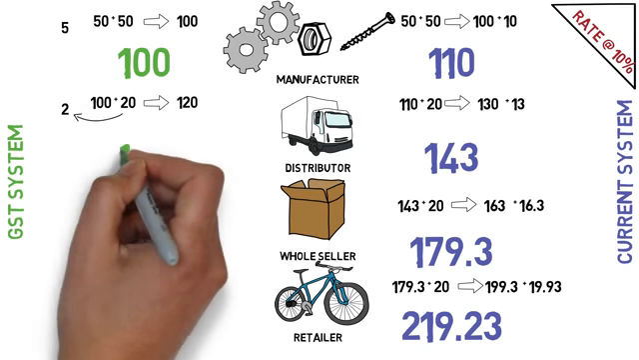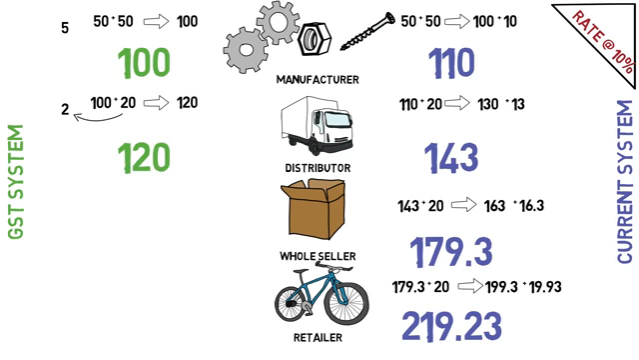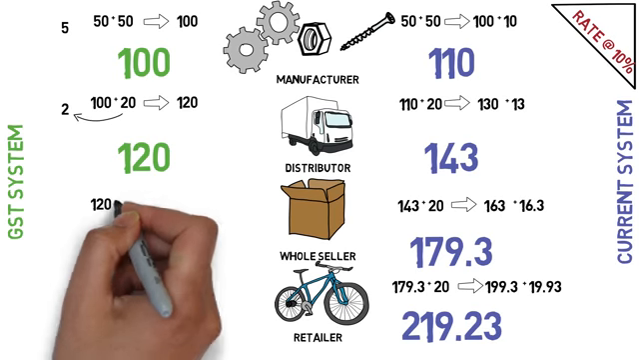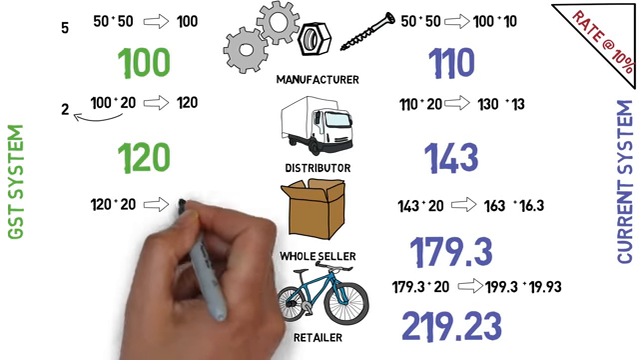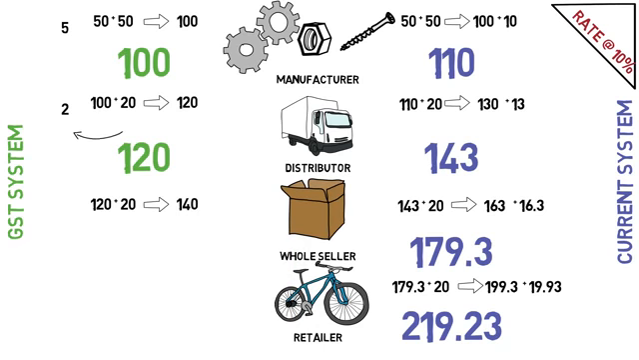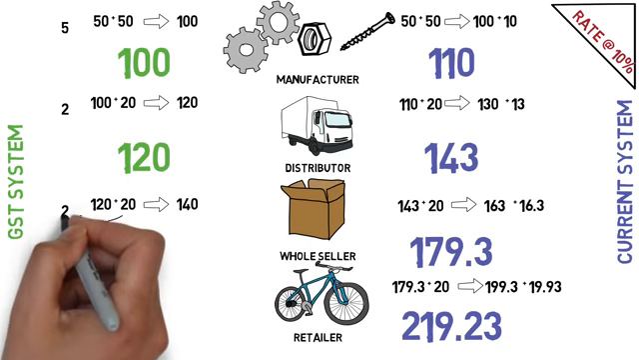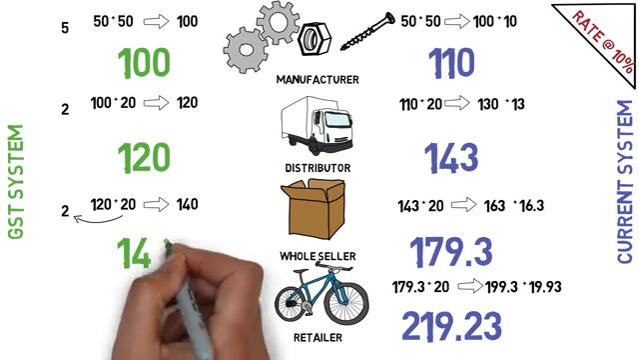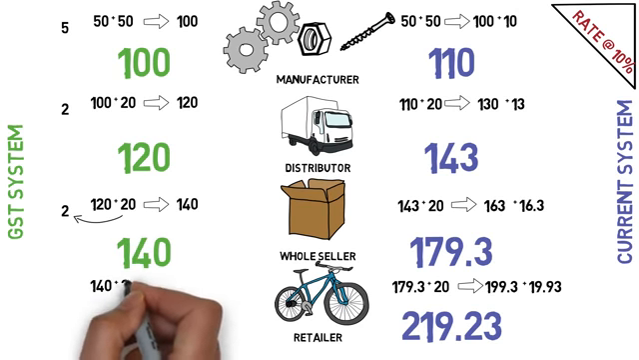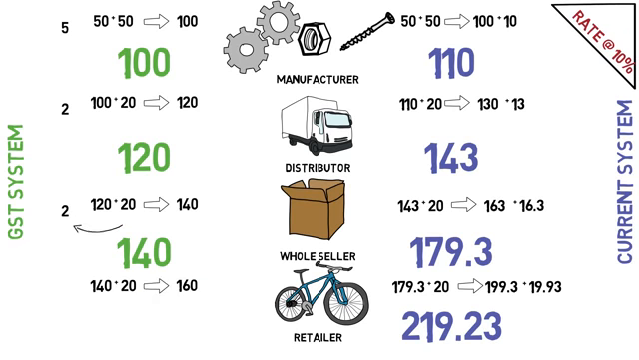The wholesaler buys the product for 120 rupees and follows the same pattern, adding 20 rupees as his profit, and the price becomes 140, and he pays the tax of 2 rupees on his profit of 20 rupees. The retailer buys the product for 140 rupees, adds a profit of 20 rupees, pays taxes of 2 rupees on his profit of 20 rupees, and raises the final consumer price to 160 rupees. So, if the prices are compared, the product is 59.23 rupees cheaper in the GST system than the current system.